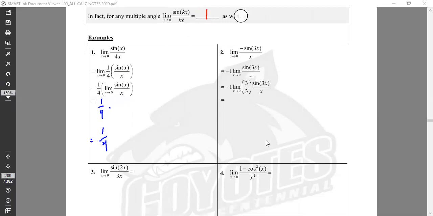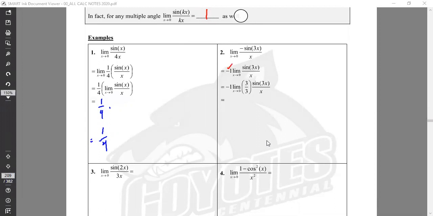Okay, so in number 2, we have the limit as x goes to 0 of negative sine 3x. This is going to work for us if we have sine 3x in the numerator, and then 3x in the denominator. We don't. So we're going to do 2 steps.